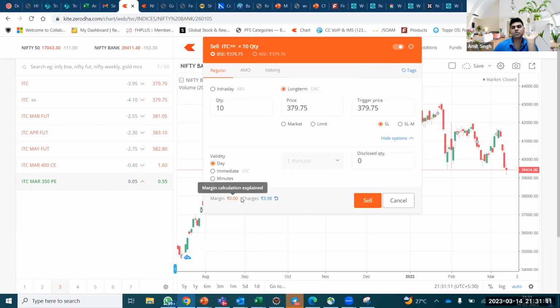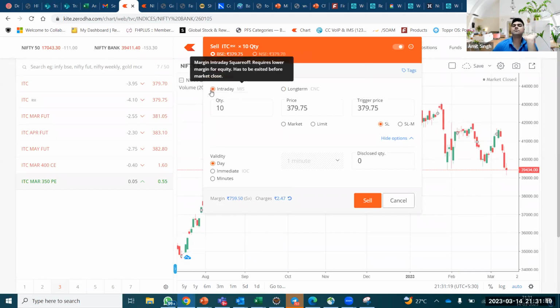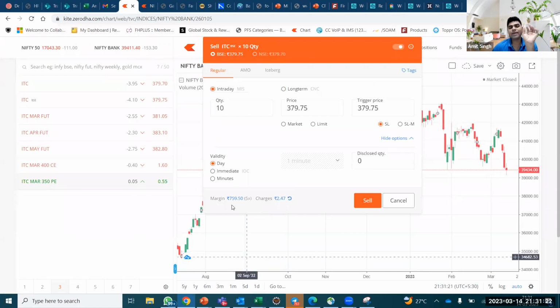You see, margin is zero. Why? Because if you don't have ITC stock, you cannot do this transaction on long term. But in intraday, you can do this, by paying again the same amount, 800 rupees. So one person is buying, who is trying to go for long build-up. The other person is trying to sell without having any stocks. This transaction is called short build-up. Is it clear? Long build-up, short build-up?